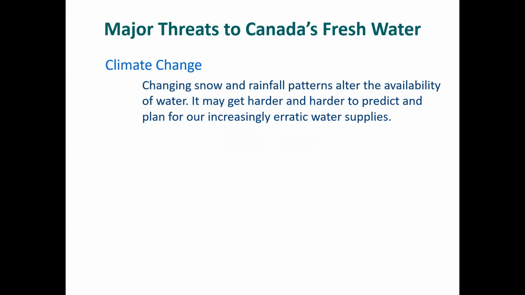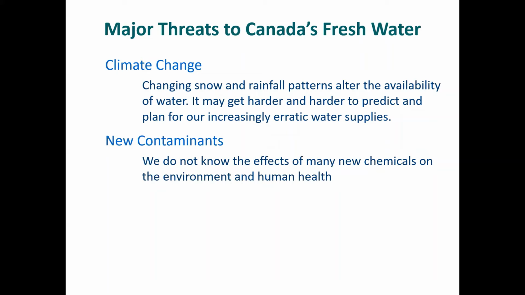So major threats, I think we talked about climate change as being one of them, and we don't really know where this is going. I've seen all sorts of different predictions in terms of different parts of the world getting more or less precipitation, or at least less predictable precipitation, which can obviously affect the supplies, right? New contaminants, there's always new things happening, right?